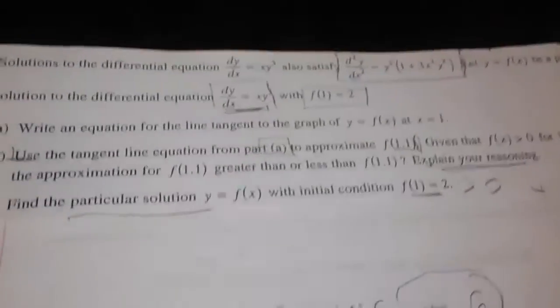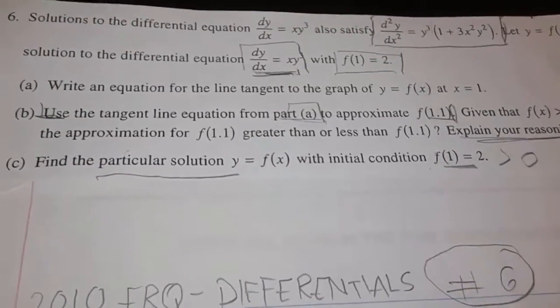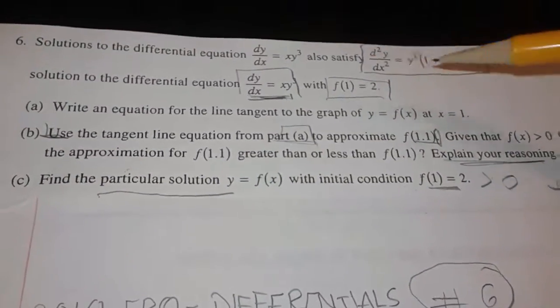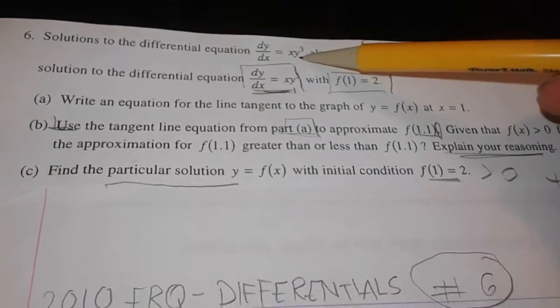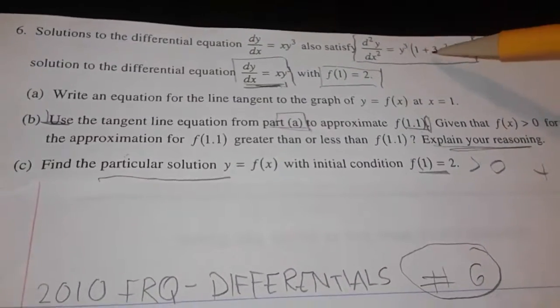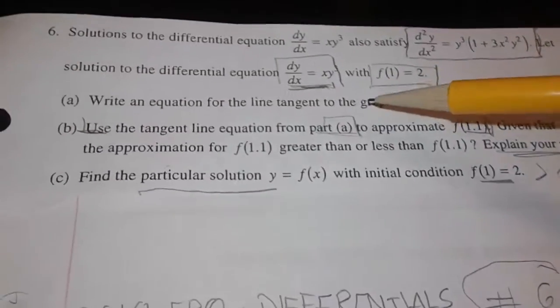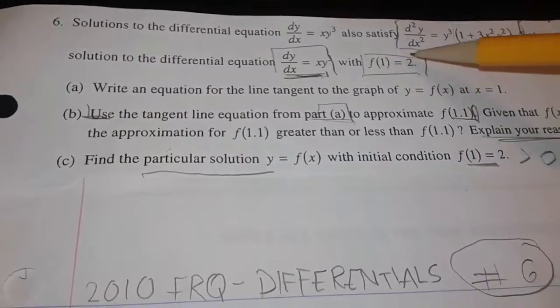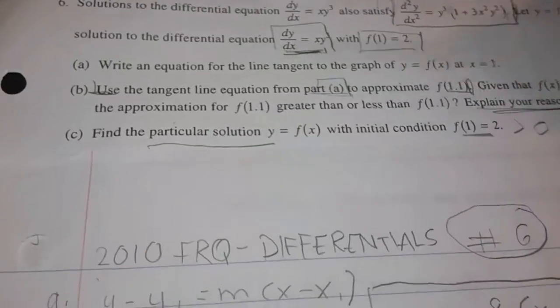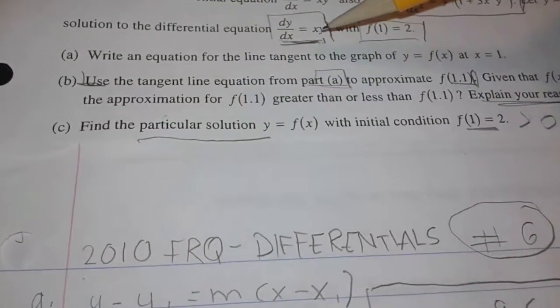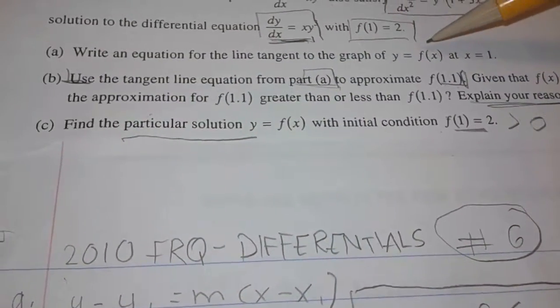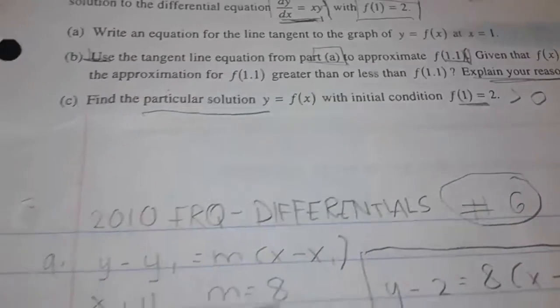Okay, so I already boxed in a couple of things that we need to look out for. This is the derivative right here. Then we're also given the second derivative, no need to do it again. And then we're given this, which is going to be important for the first part. So the first part is: write an equation for the line tangent to the graph of y equals f(x) at x equals 1.